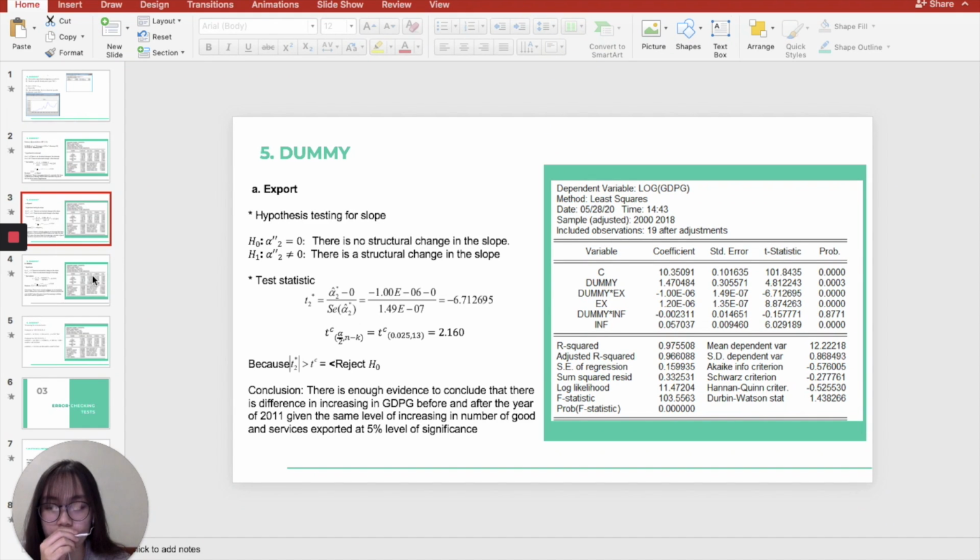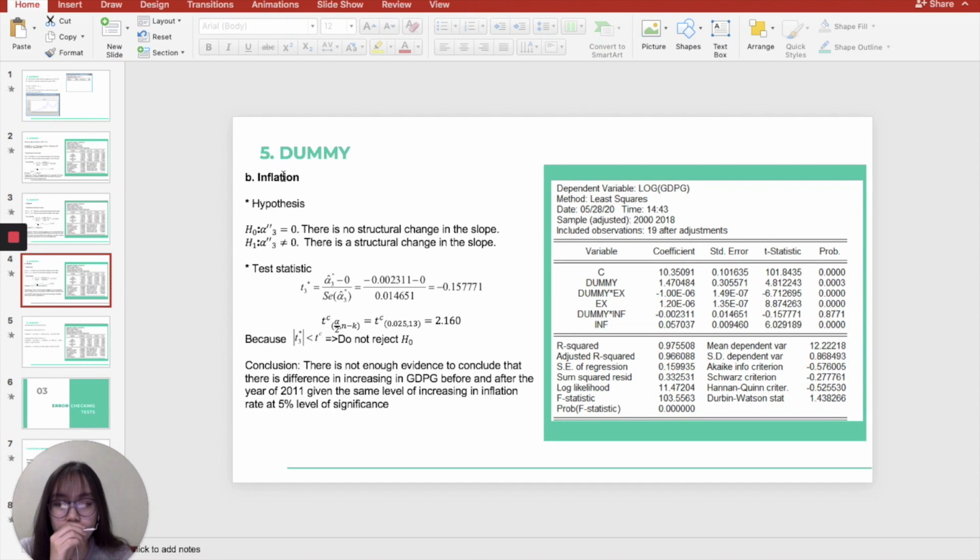Similarly, we can see in the inflation, the absolute t-statistic is smaller than the critical value. So in this case, we do not reject H0, and we also don't have enough evidence to conclude that there's a difference in the increase in GDPG before and after the year 2011, given the same level of increasing inflation rate at 5% level of significance.